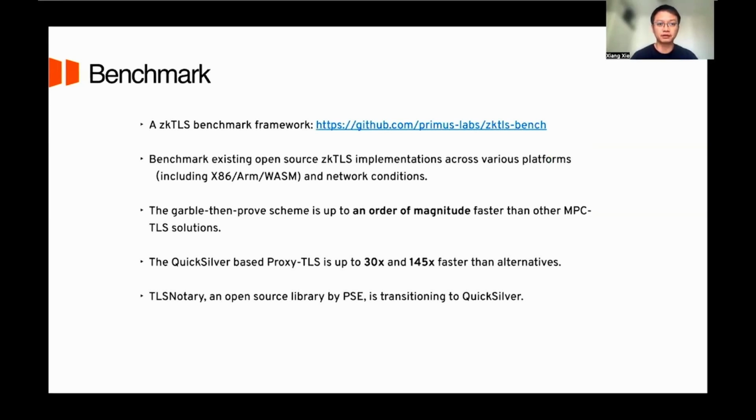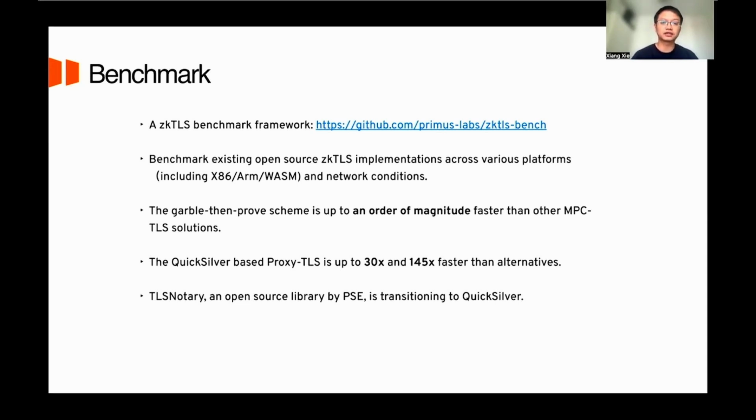Also, we built a zk-TLS benchmark framework, which is already open source. In this framework, we try to benchmark all existing open source zk-TLS implementations across different platforms and network conditions. After we finished the benchmark, we found that our global DEM proof system is up to 10 times faster than other MPC TLS protocols. And our Quicksilver-based proxy TLS is up to 30 times or 145 times faster than alternatives.